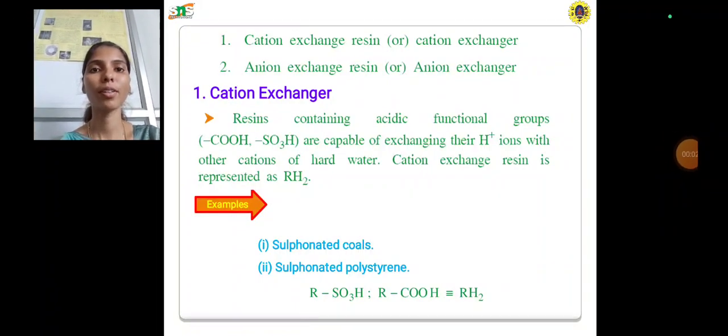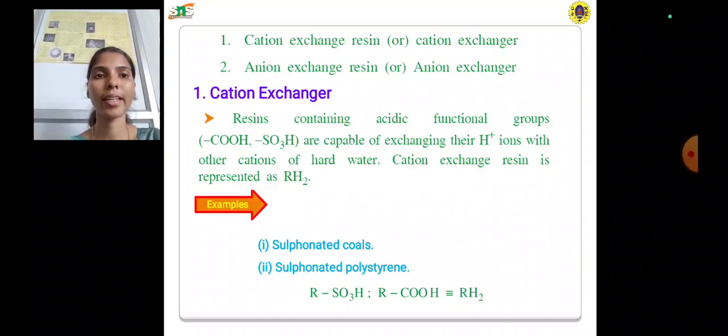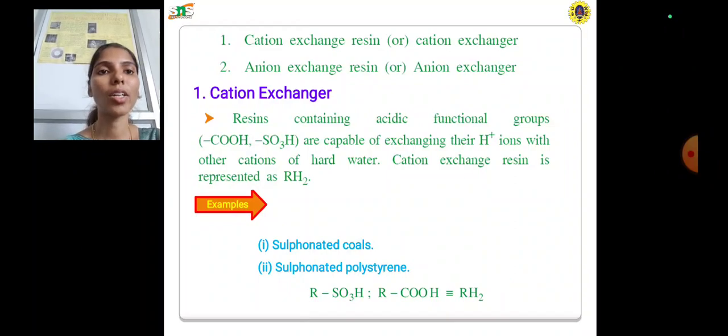Hello everyone. Now we are going to see about the two types of exchanger. One is cation exchange resin or cation exchanger. Second one is anion exchange resin or anion exchanger.